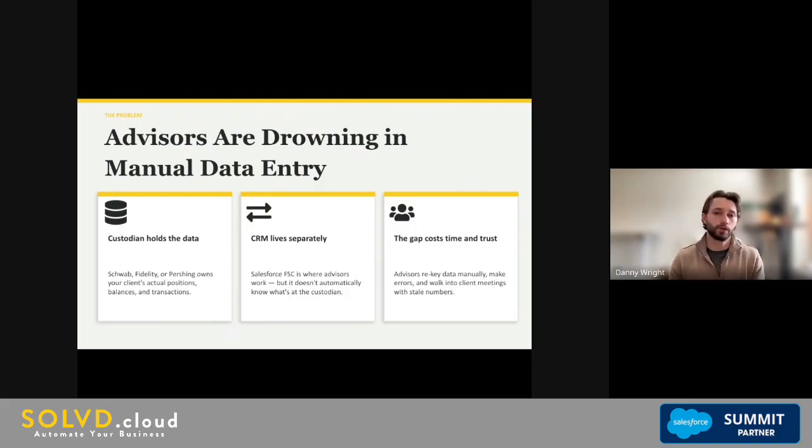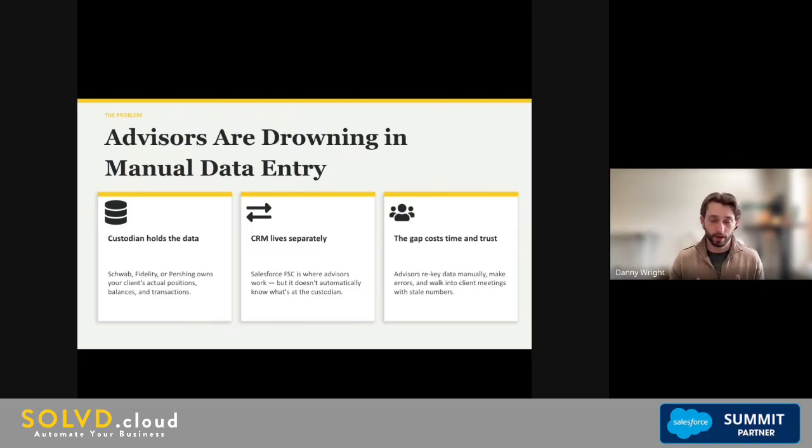Here's the core issue. Your client's assets are held at a custodian, Schwab, Fidelity, Pershing, one of the big three. That custodian holds everything: positions, cost basis, transaction history, real-time balances. It is the system of record for what your clients actually own. But your advisors don't work out of the custodian portal, they work in Salesforce. That's where they manage client relationships, track goals, log notes, and run their day-to-day. And those two systems don't exactly talk to each other automatically.